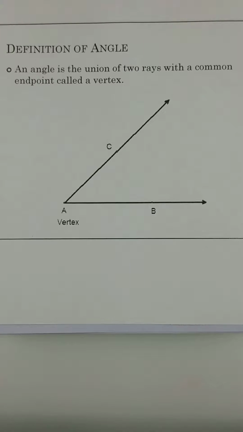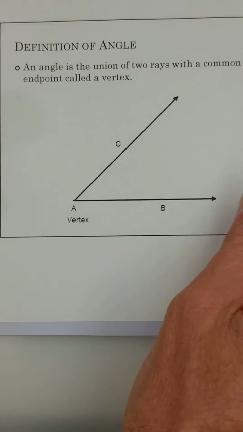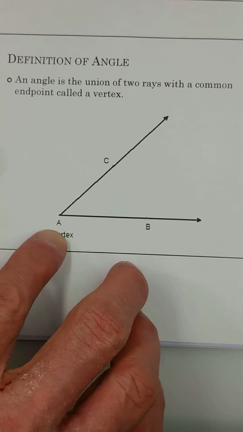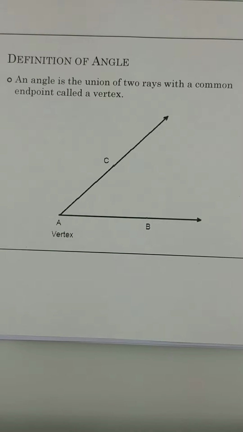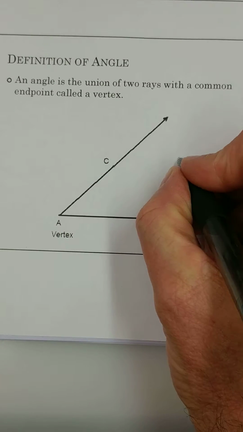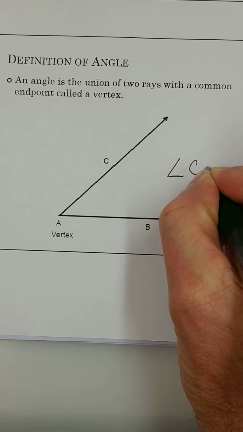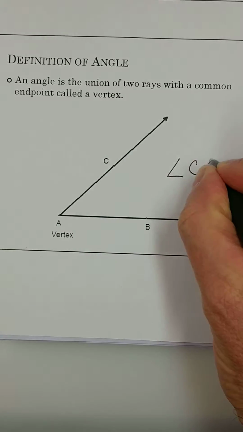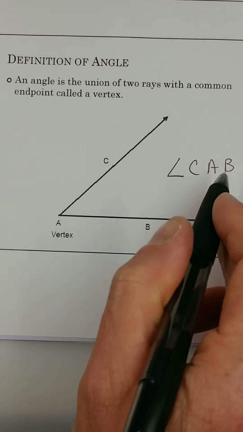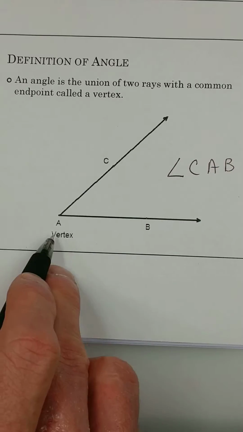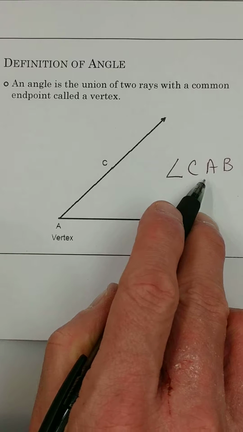But one of the important things about an angle is it does have a vertex, and this angle would be labeled as angle CAB or angle BAC. The middle letter is the vertex.